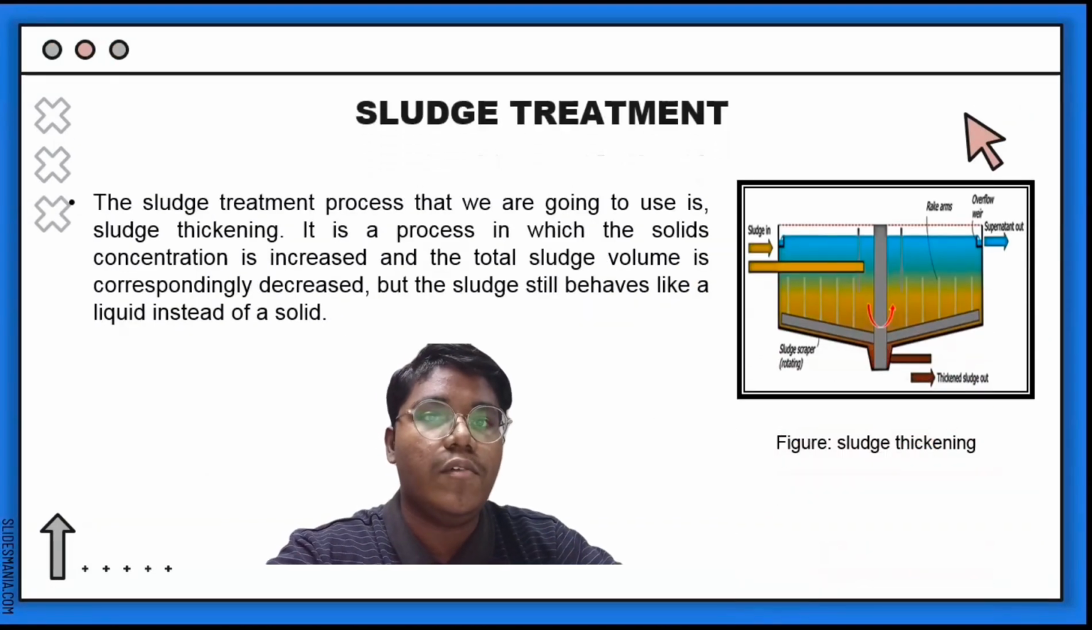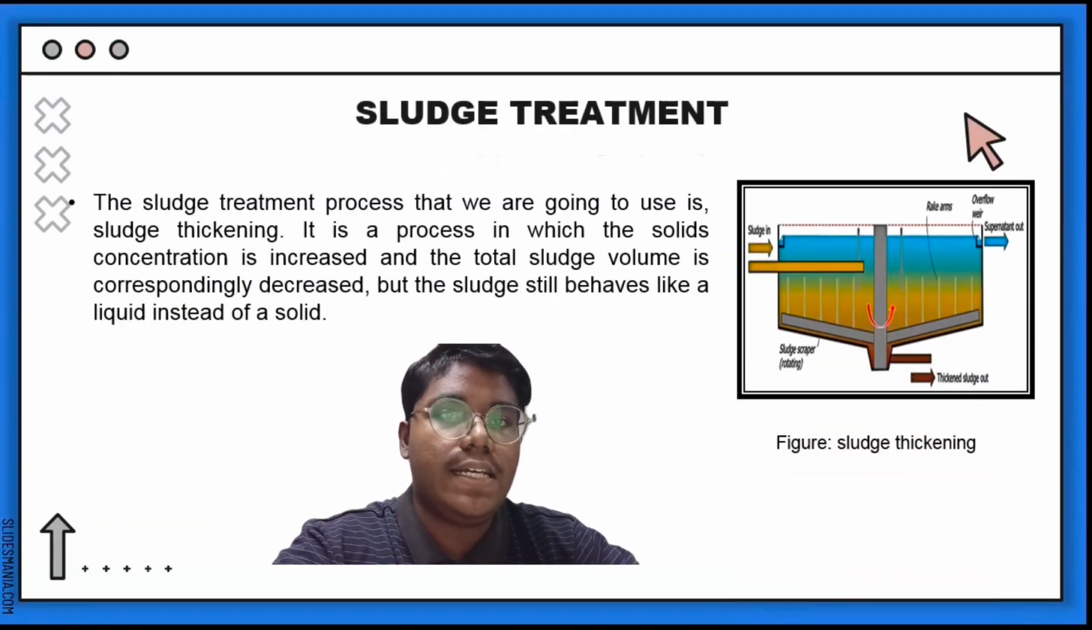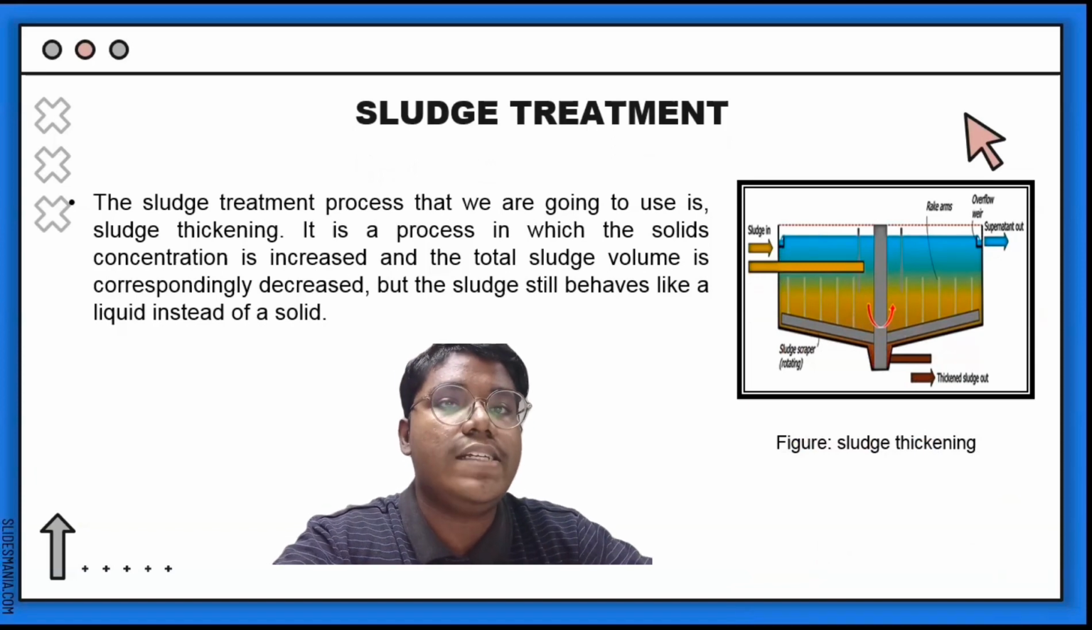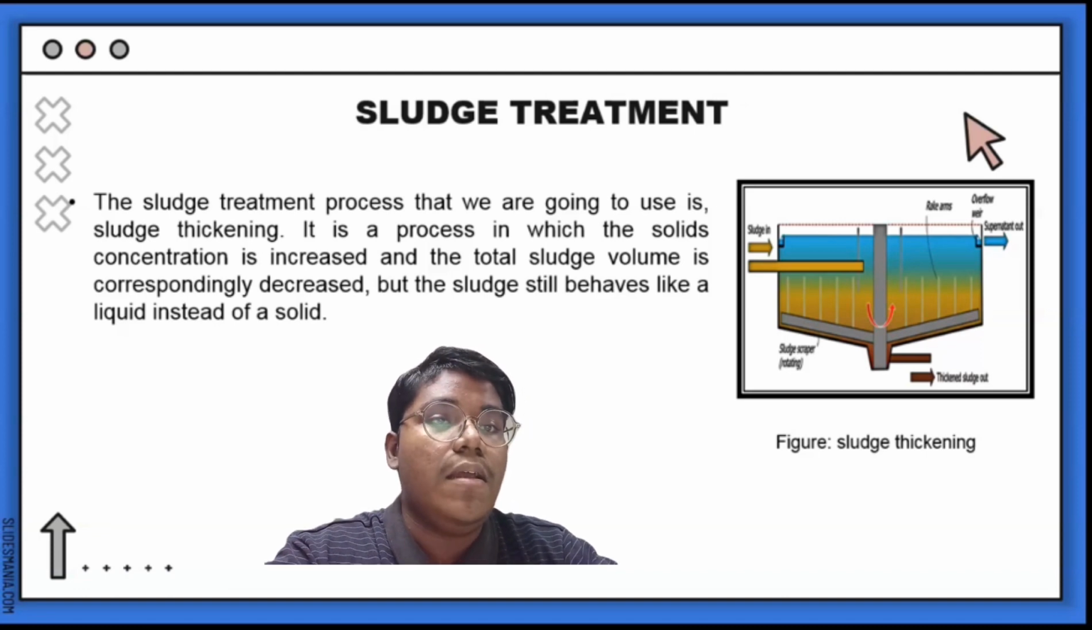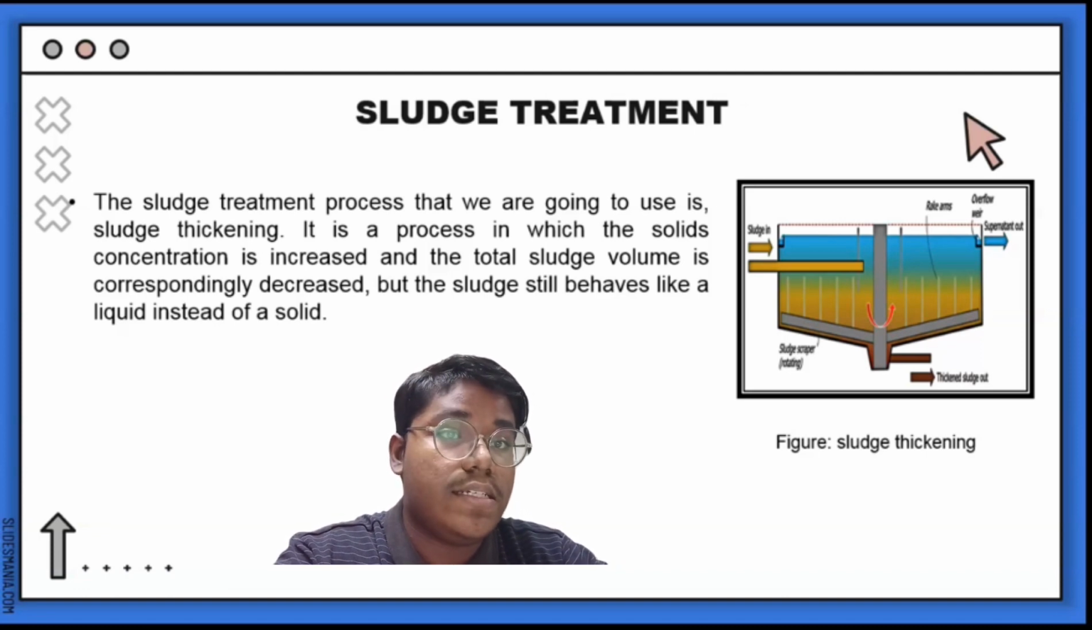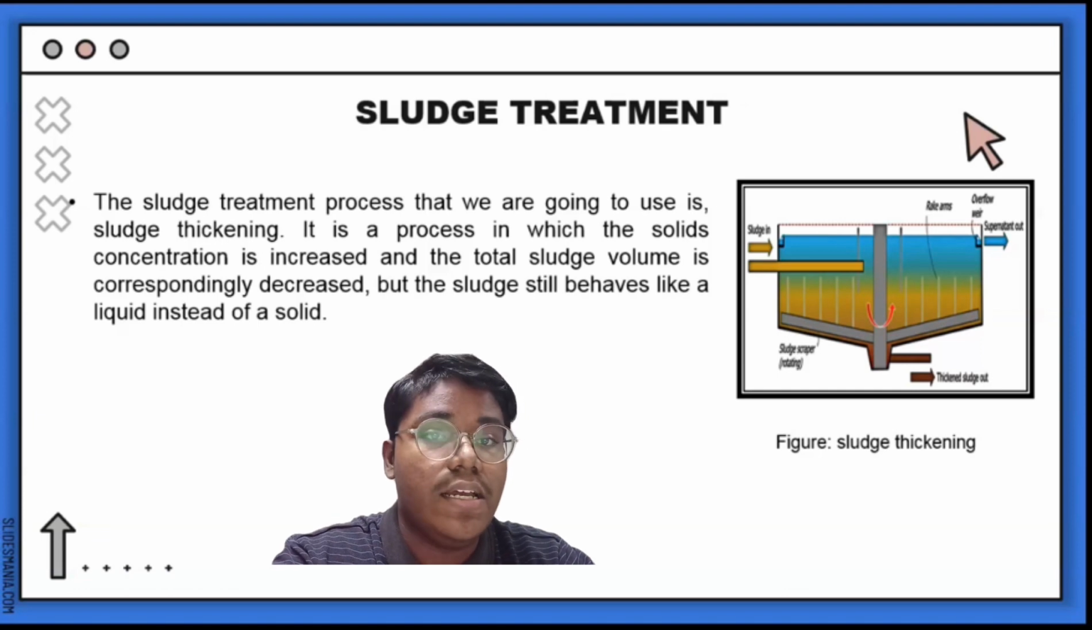For sludge treatment, we will be using sludge thickening. It is a process in which the solids concentration is increased and the total sludge volume is correspondingly decreased. Thickening commonly produces sludge solids concentration in the 3% to 5% range, whereas the point at which sludge begins to have the properties of a solid is between 15% and 20% solids. Thickening also implies that the process is gravitational, using the difference between particle and fluid densities to achieve the compaction of solids.